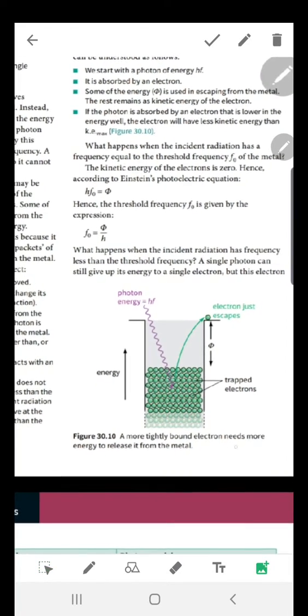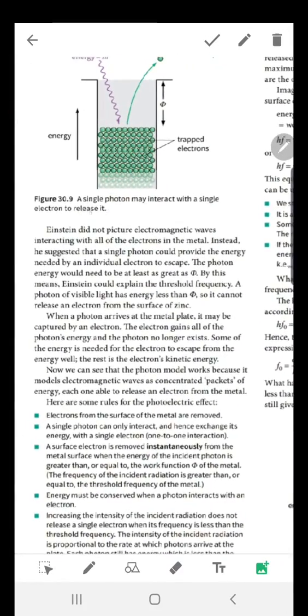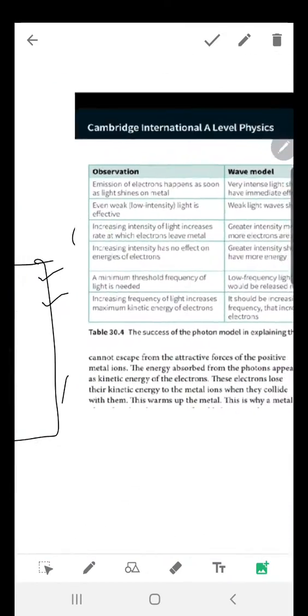A more tightly bound electron needs more energy to be released from the metal. A single photon may interact with a single electron to release it. So these are the very important points.